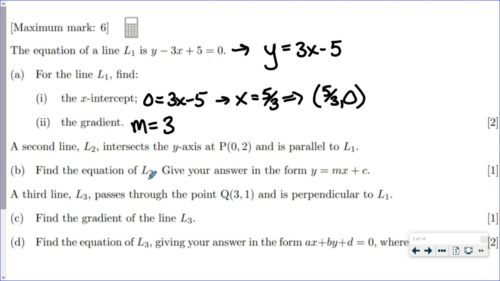A second line, L2, intersects the y-axis at point 0, 2 and is parallel to L1. Find the equation of L2 and give your answer in the form y equals mx plus c. Now, if we notice that this is actually the y-intercept, right? 0, some number is a y-intercept. So 2 is just going to be my c, right? Since it's parallel to L1, I know that it has this same slope of 3. So I don't really need to do any extra work here. This is just y is equal to 3x plus 2.